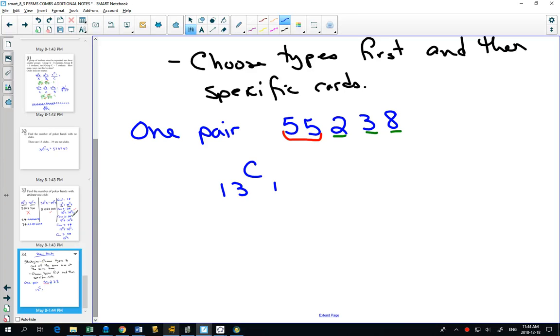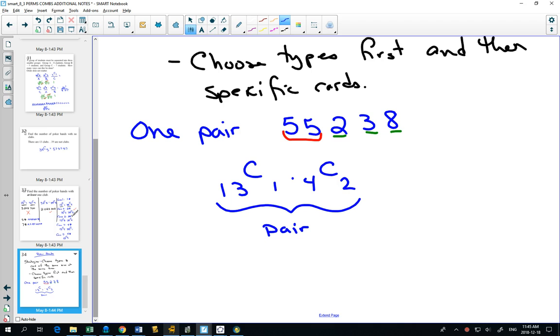Let's say I choose 5s. How many 5s are there? 4 5s. How many ways can I have 2 5s from 4? Well, I would have 4 5s. I need to choose which 2. This combination counts all the different pairs that are possible. Pair of aces, every kind of ace combination. Pair of kings, every kind of king combination. So I choose the type first, and then which specific 2 cards I'm going to have from the 4.